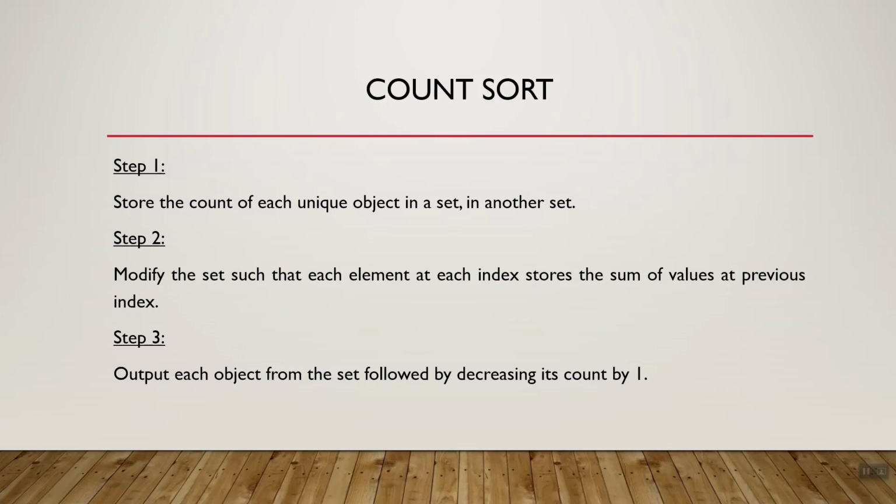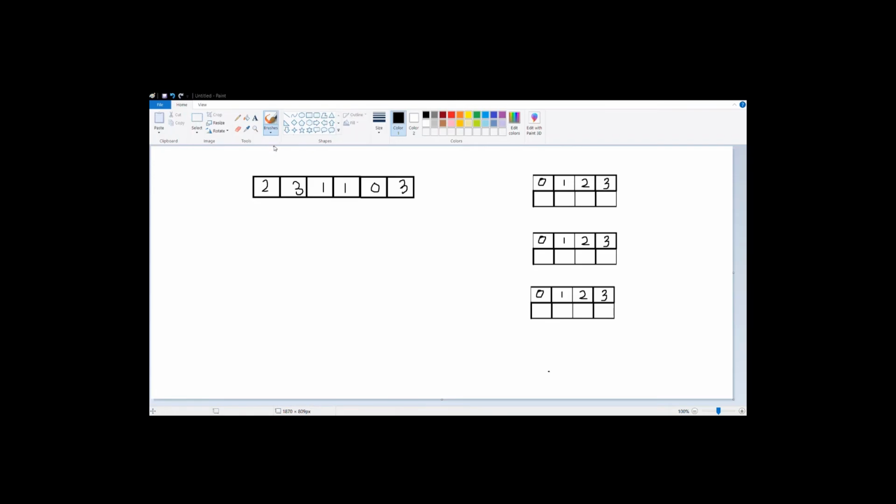Let's look over an example of how an array is sorted using counting sort. Our first step will be counting the number of occurrences of each number. So, for example, 0 comes 1 time, 1 comes 2 times, 2 comes 1 time, and 3 comes 2 times. Then, the second step will be adding each number to the next number accumulatively. So, the first number will come as it is, the second number will become 3, the third number will become 4, and 6.